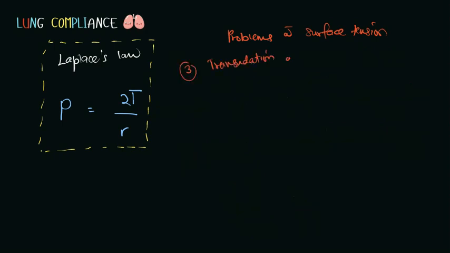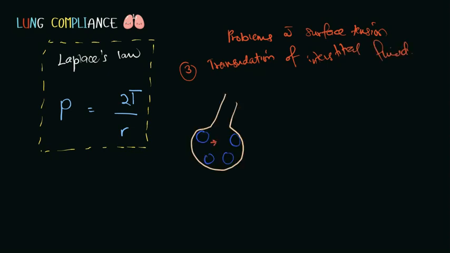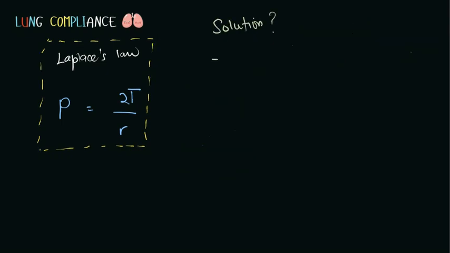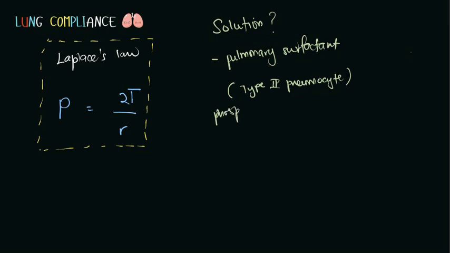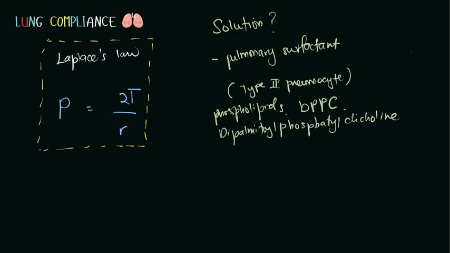The third problem will be transudation of interstitial fluid into the alveolus. As you can see, the surface tension exerted by the water molecules will draw fluid from the interstitium into the alveolus. All of these troubling problems can be easily solved with pulmonary surfactant. They are produced by type 2 pneumocytes. They comprise a mixture of phospholipids, prominently DPPC, dipalmitoyl phosphatidylcholine. Quite a mouthful. Now let's see how it helps in reducing surface tension.